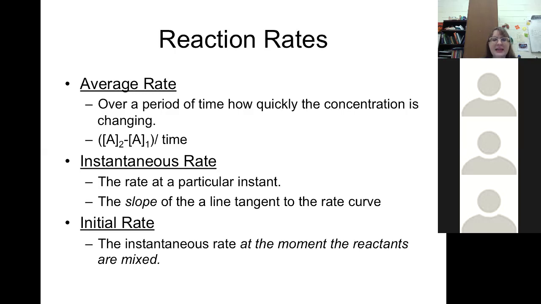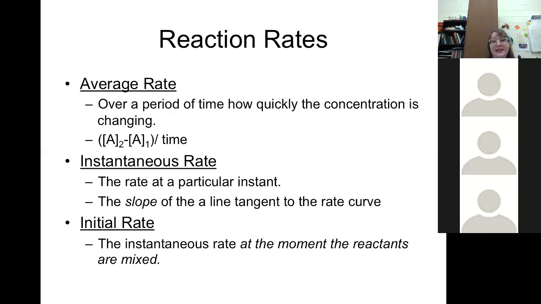The instantaneous rate is at a particular instant. And so we find that by the slope of the line tangent to the curve, just touching the curve at one point. In order to do that effectively, we really have to use calculus. And as I said, you're not going to have to do the calculus. I'll show you how to get that point.